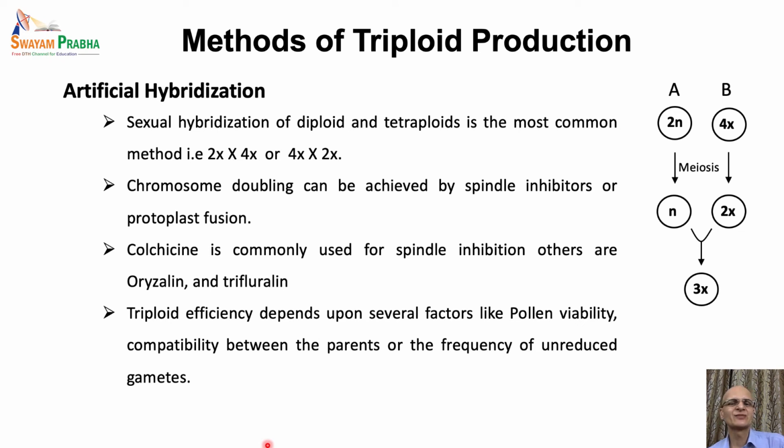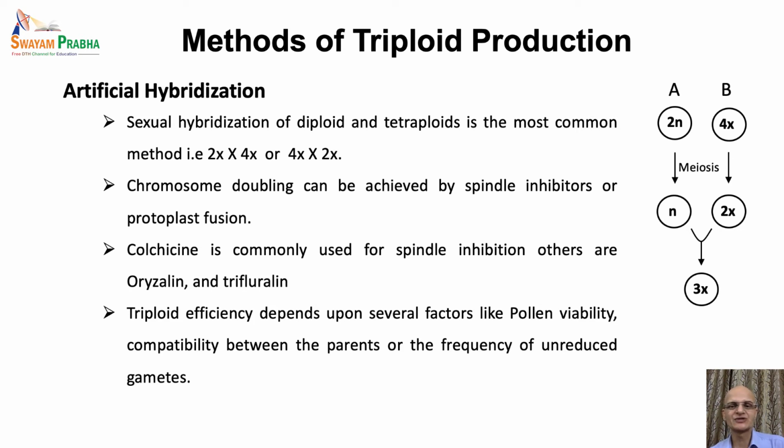Even after having the diploid and tetraploid species, the successful production of triploid plants depends upon several factors like pollen viability, compatibility between the diploid and tetraploid parents, the frequency of unreduced gametes if we are using diploid parents, and the stress for the production of unreduced gametes. Therefore, stress can be applied during the reproductive phase to increase the frequency of unreduced gametes.